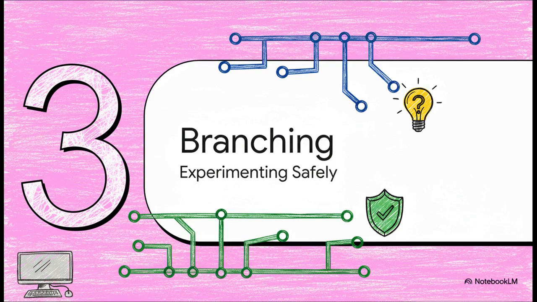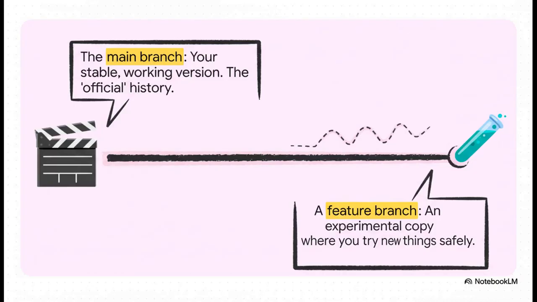Well, this is where Git becomes an absolute game changer. Let's talk about branching. Think about it like this. Your main branch is the final cut of a movie. It's the official version, it's stable, it works. A feature branch is like a deleted scene. It's a total copy of your project living in a parallel universe where you can go wild, experiment, break things, and none of it will affect the main movie until you're ready.